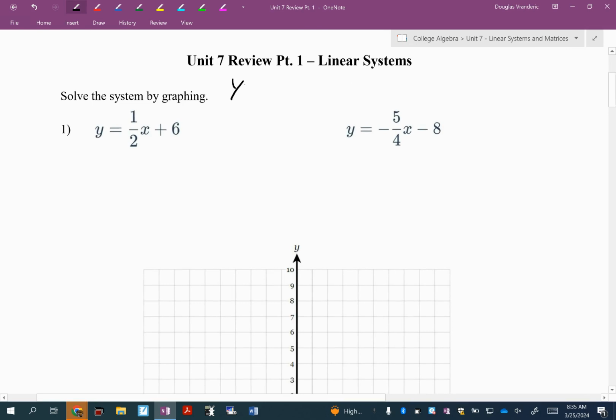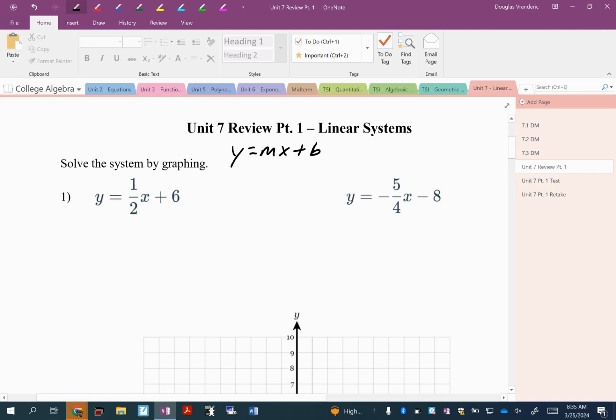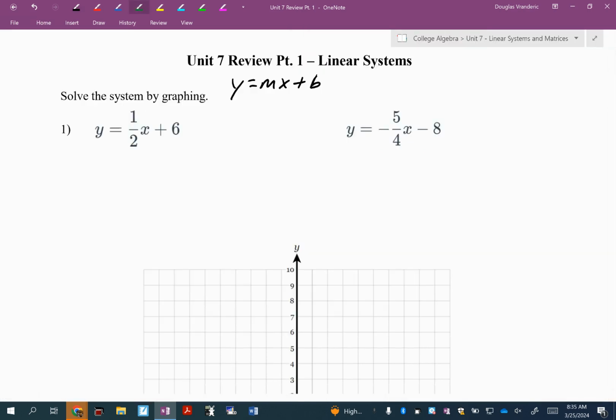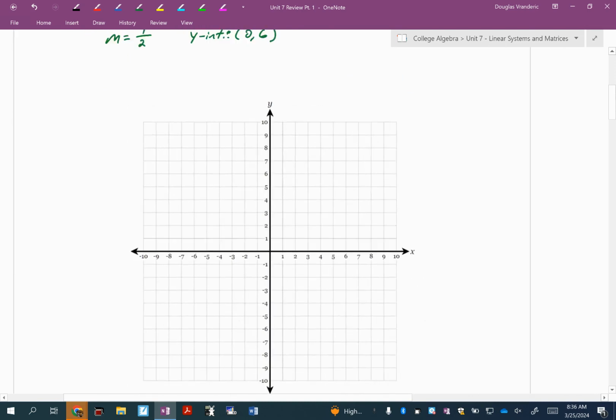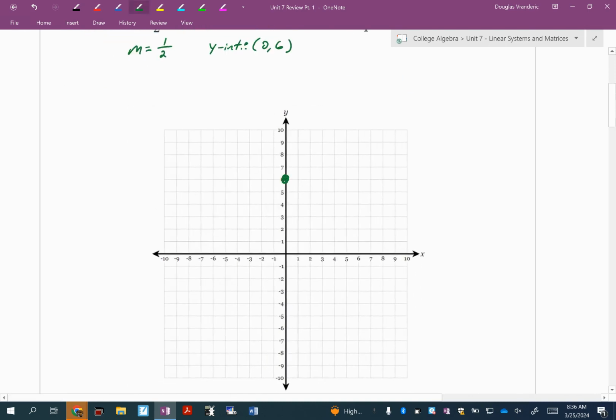Remember, the idea here is that I'll be using slope-intercept form to plot both of these. I'll use different colors to make sure we know which one. So I'll use green for this one. So we have a slope of 1/2 and a y-intercept of 0,6. So let's plot that here. So a y-intercept of 0,6 and a slope of positive 1/2 means I'm going to go up 1 and then right 2. Up 1 and right 2. And I will be giving you guys a ruler when you take this to help you with sketching these.